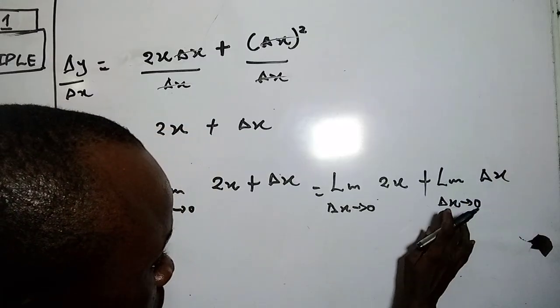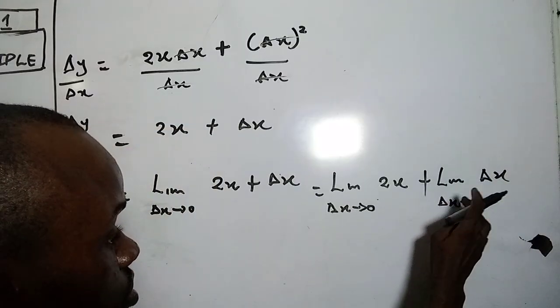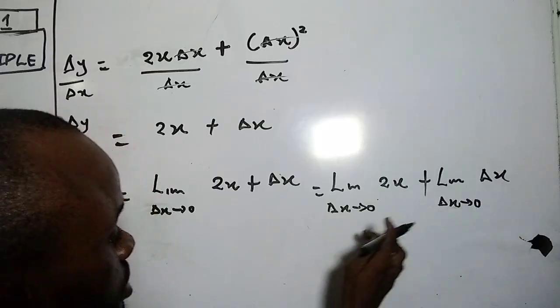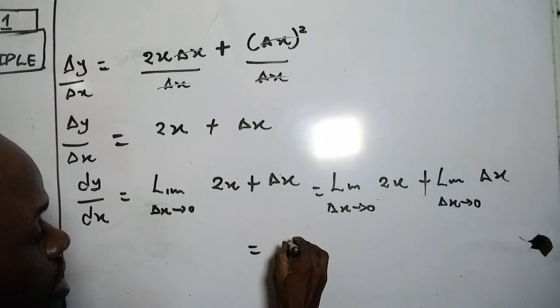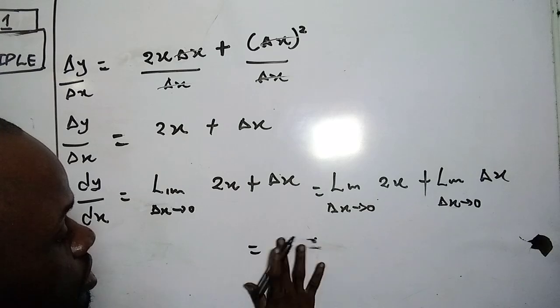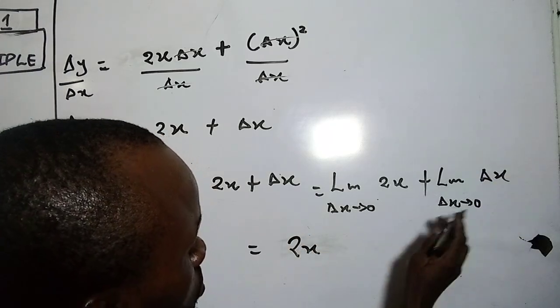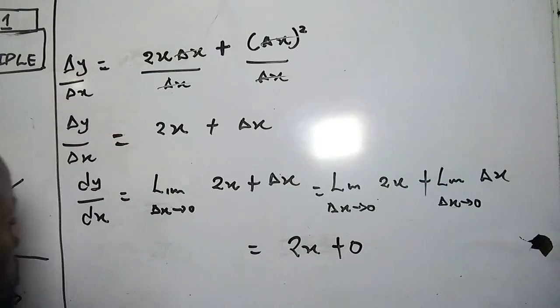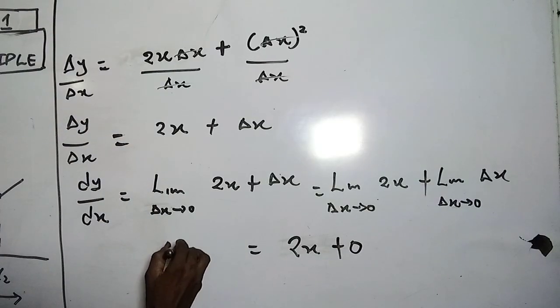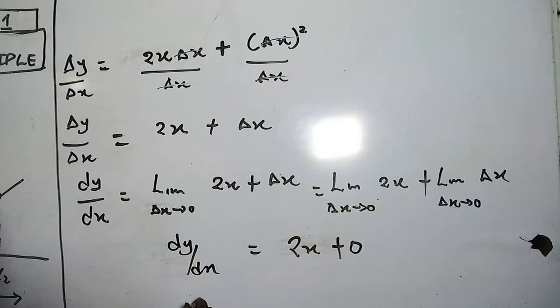This is the expression we are limiting to 0. We don't have dx in the 2x term, but here we have dx. So that means we have 2x, and the dx here tends towards 0. Therefore our dy dx, finally, equals 2x. So this is our final answer for this expression.